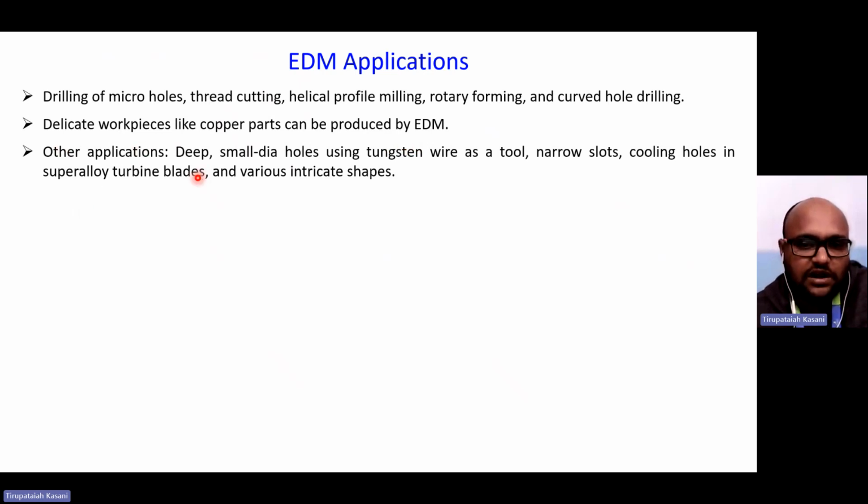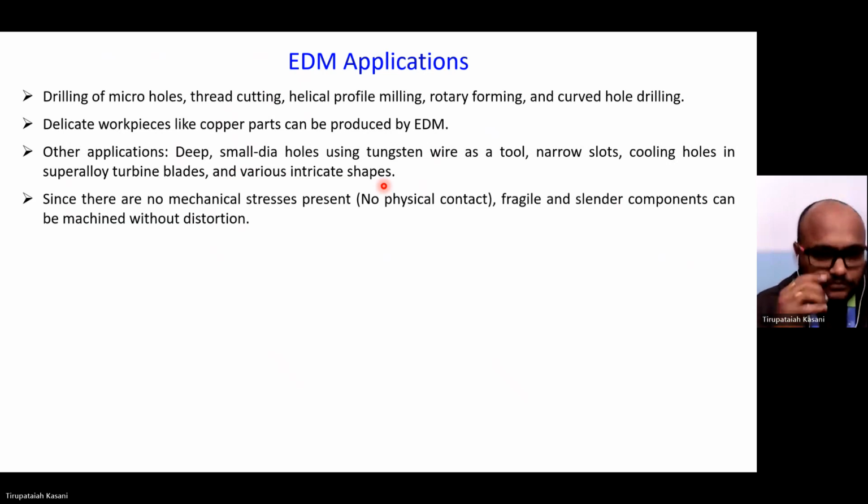The other applications are deep, small diameter holes using tungsten wire as a tool. See here, the tungsten wire as a tool. Narrow slots, cooling holes in super alloy turbine blades. See here, cooling holes in super alloy turbine blades. To improve the life of the turbine blades, there are cooling channels. Those will be cut using this process, and various intricate shapes.